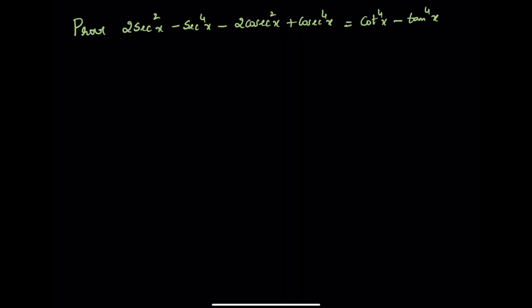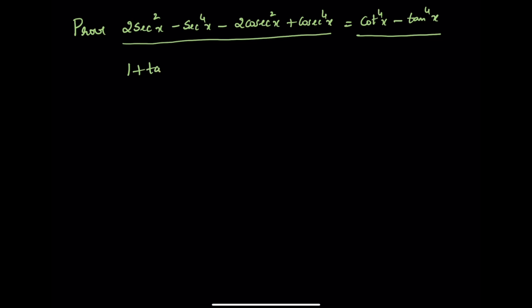Now let us solve another problem. So here we have to prove that the left hand side, which is 2 secant square x minus secant to the power of 4x minus 2 cosecant square x plus cosecant to the power of 4x, is cot to the power of 4x minus tan to the power of 4x. Now if you observe the question, the secant values are changing to tan and the cosecant values are changing to cot. We have this trigonometric identity which we can use.